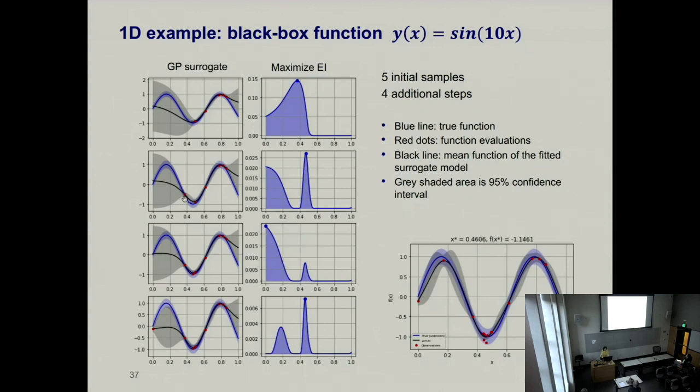After I did the function evaluation, I get an improved black line. For the next point, EI tells me I should do 0.5. Then I do a 0.5 evaluation and get an improved model, and so on. The next is here, so you're getting better. After about 20 evaluations, or probably slightly fewer than 20, the surrogate is almost as good as the true function. So that's the one-dimensional simple case.